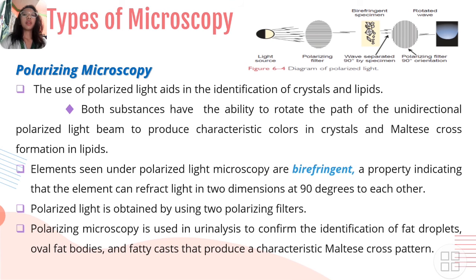Polarized light is obtained by using two polarizing filters. Polarizing microscopy is used in urinalysis to confirm the identification of fat droplets, oval fat bodies, and fatty casts that produce a characteristic Maltese cross pattern.